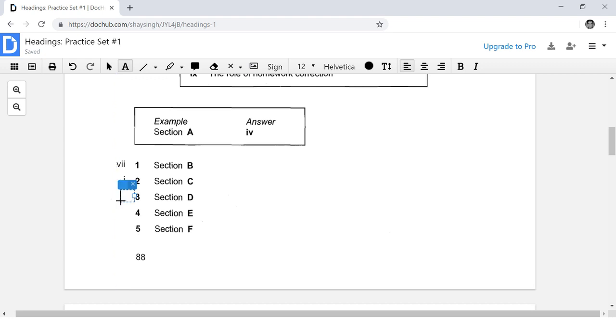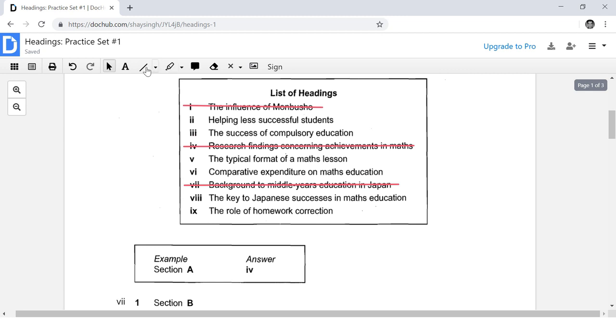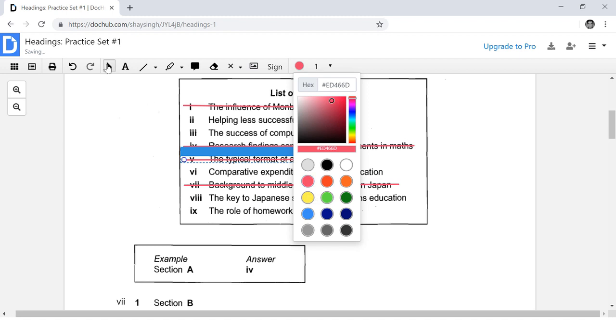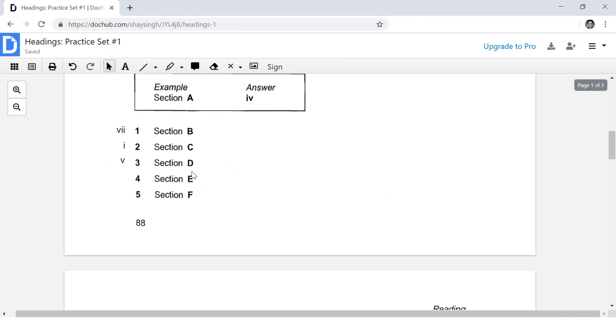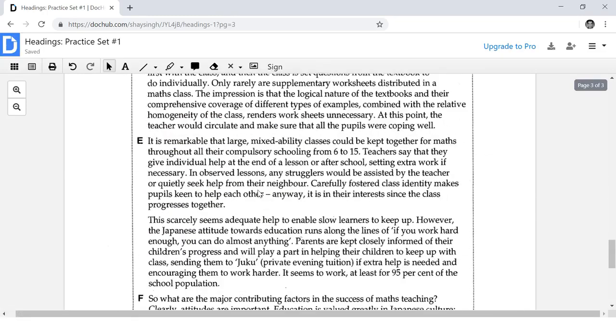Let's put that next to number 3, and I am also going to cross this out since I've already used up this answer choice. And let us move on to our next question. The next paragraph is paragraph E. Let's see what that is about.